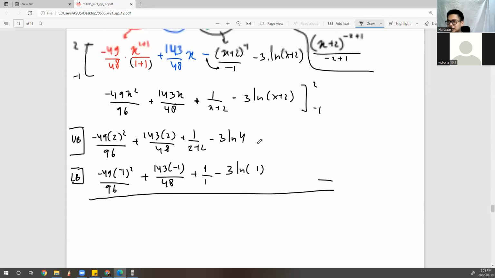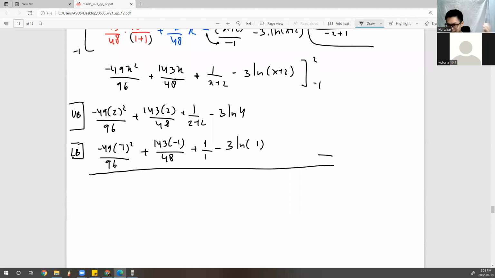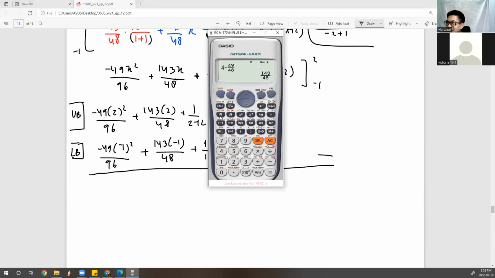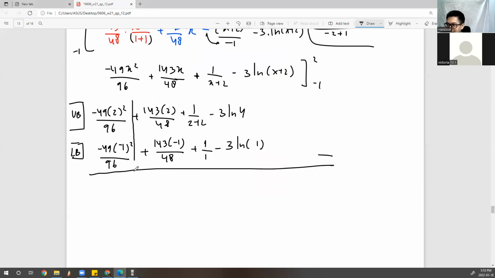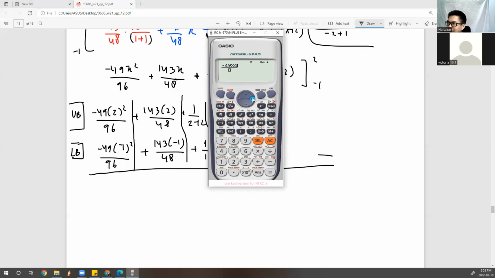Okay. So here, -49 times 2 square is 4, right? I do this separately, and do the separation here, for the sake of simplification. Okay, and then over 96, subtract with -49 here, the bottom part, -49.